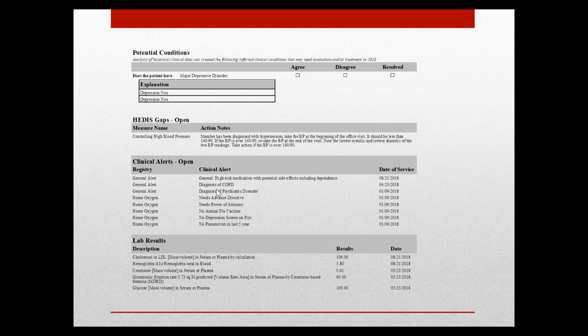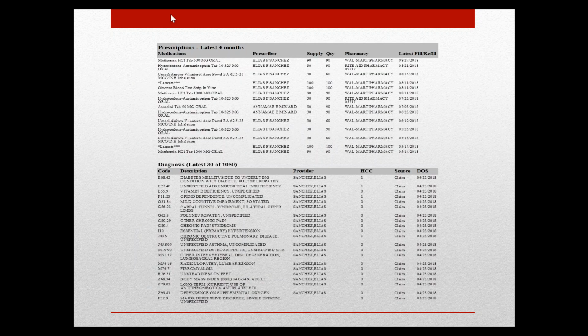Did they have a diagnosis of COPD? These are some of the things that you need to make sure they've done. No annual flu vaccine, no depression screen on file, no Pneumovax. So these are the things we need to complete. They do give you some information on things that have been done throughout the year. So if they hadn't been done in your office, they'll have them right here handy for you so you can take a look at these.